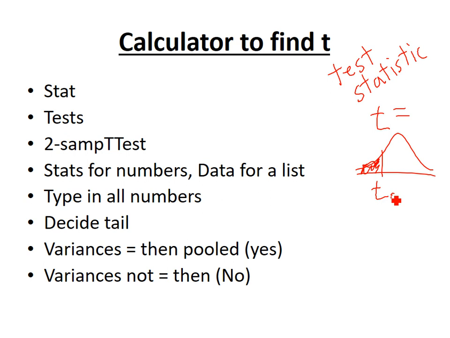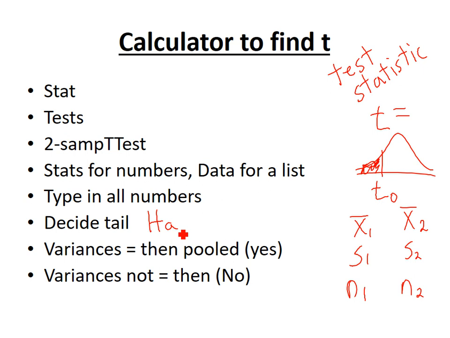When you're plugging this into your calculator, the things it asks you for are X bar 1, S1, N1, X bar 2, S2, and N2. I believe it asks you for all those things, right? And then it also asks you to decide which tail it is, whether it's left-tailed, right-tailed, or two-tailed. Remember, to decide the tail, you look at your HA.